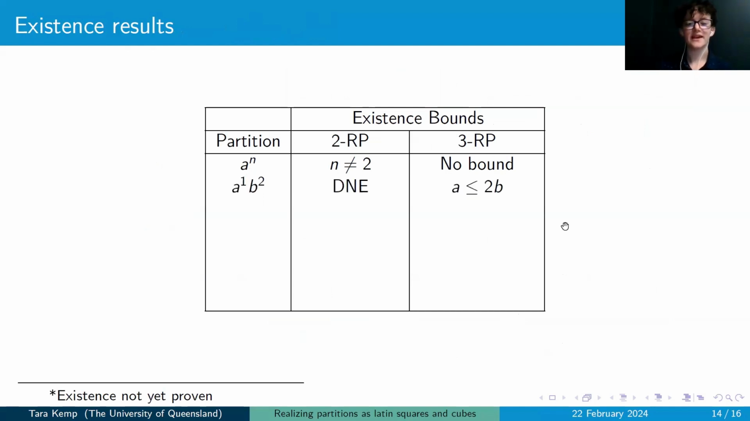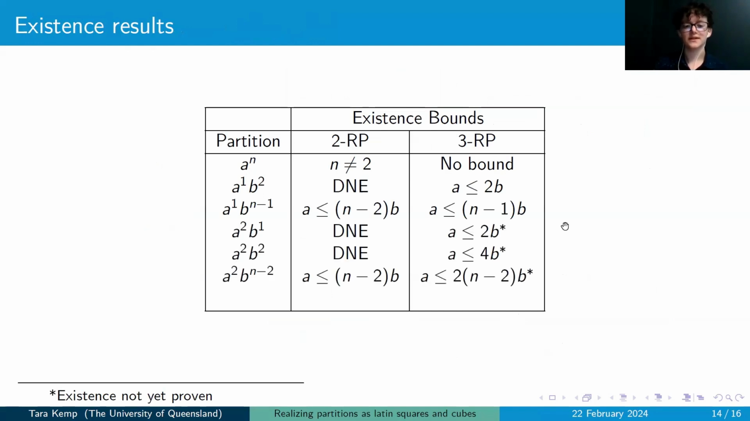It just always exists. If you have 1 large subsquare and 2 smaller subsquares, that never exists for a square. And for a cube, that exists as long as your large square isn't too large. And this carries on for all partitions with at most 2 distinct integers. Either they did not exist and now they exist within some bounds, or they existed within some bounds and now they exist within better bounds. So there's more that exist. So in all these cases, there are more partitions which can be realized as a cube than for a square. These cases have all been improved.